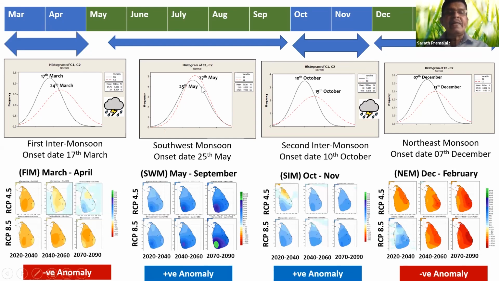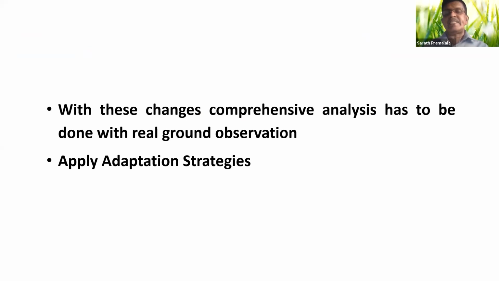And for the southwest monsoon, there is no problem. The second winter monsoon is not much of a problem, but shifting the onset of the second winter monsoon towards October will be a problem for the agriculture season, because September and October is when we start the Maha season. So the Maha season will be a little late. With these changes, a comprehensive analysis has to be done with real ground observation, and we have to apply adaptation strategies. So thank you very much.